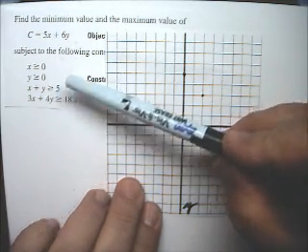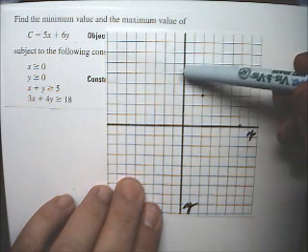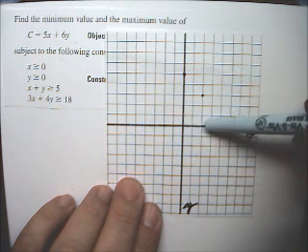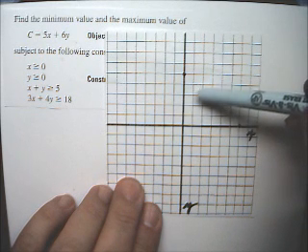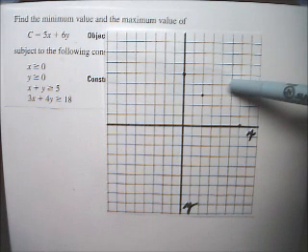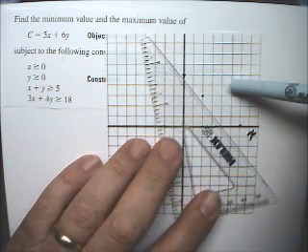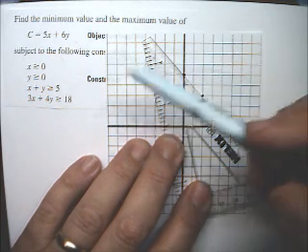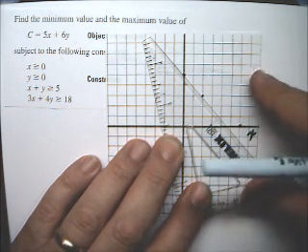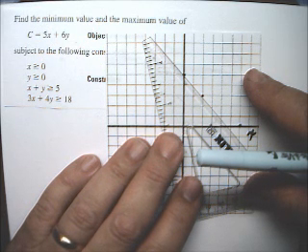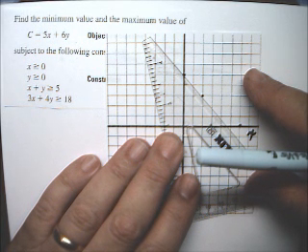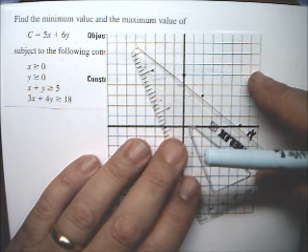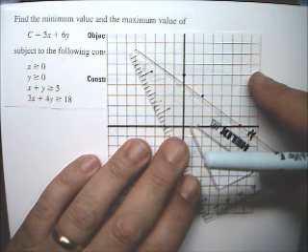Now x plus y equals 5. That's the point 0, 5, 5, 0. That's the point 2, 3. So that's that line right there. Now this line, you can do it by a table of values, or you can figure out intercepts, or however you want to graph that line, but this is that line.